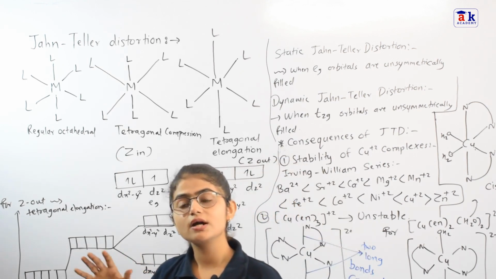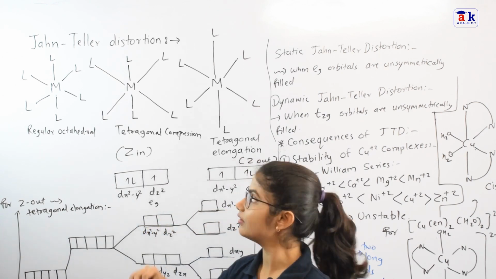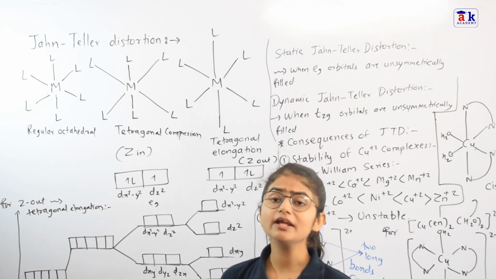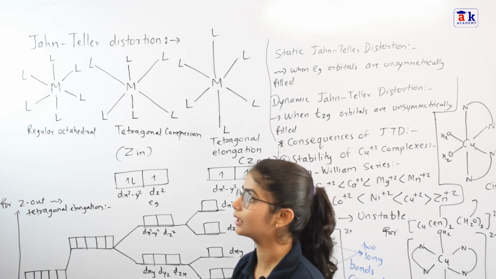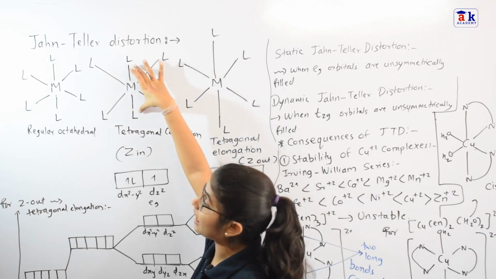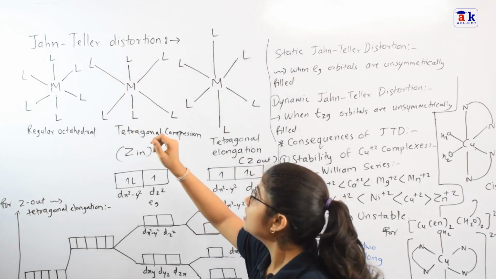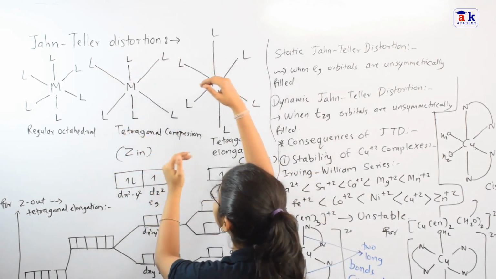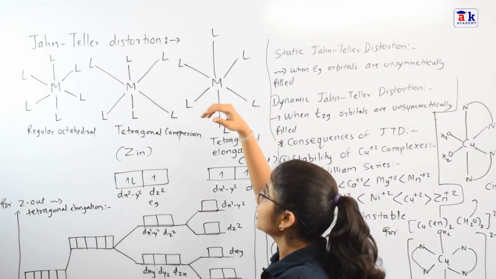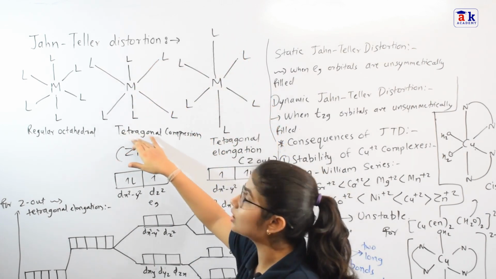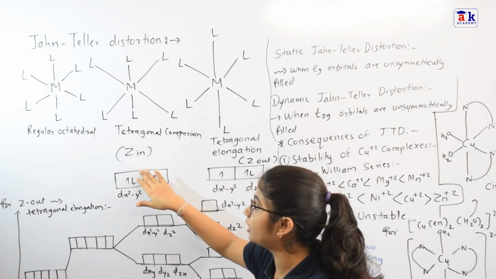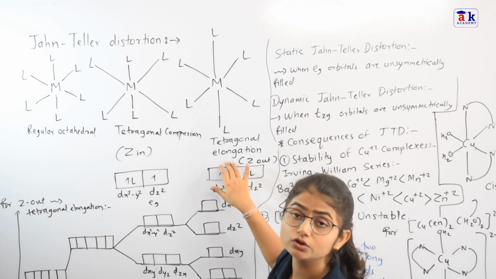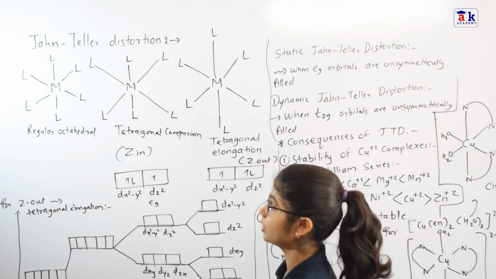It is called a tetragonal distortion because when we see such complexes along the z-axis, it looks like a tetragon. For tetragonal distortion to take place, the trans ligands present along the z-axis should either move towards the metal cation or move away from it. If the ligands move towards the metal cation, we call it tetragonal compression, or the Z-in situation. When the ligands move away from the metal ion, we call it tetragonal elongation, or the Z-out situation.